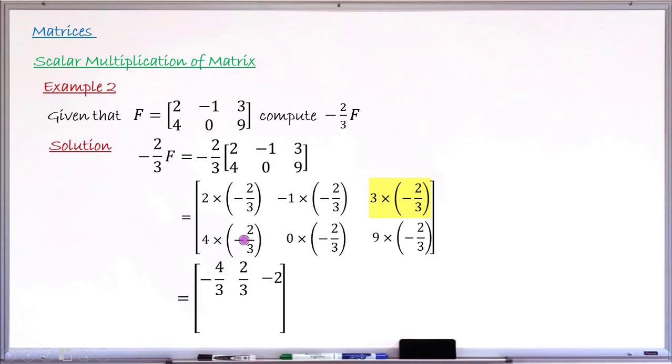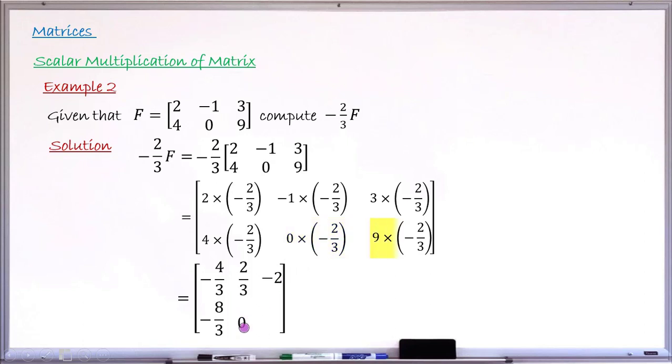4 times minus 2 over 3. Let's see it. This will give you minus 8 over 3. And the next one, 0 times minus 2 over 3, of course, is going to be 0, because anything times 0, the result will be 0.